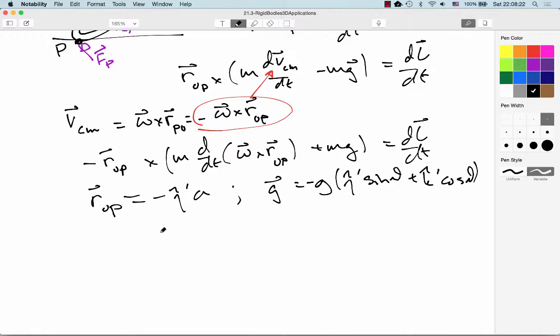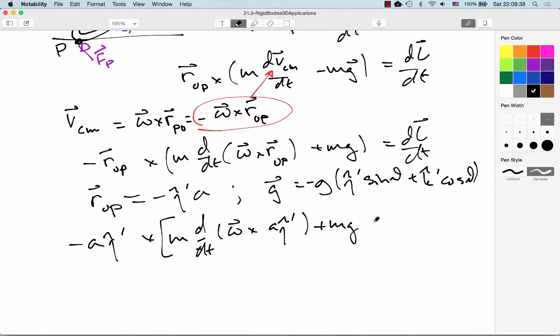So we'll substitute all that in. Now we have minus a j prime crossed into m d dt of omega cross a j prime plus mg, without a vector over it, j prime sine theta plus k prime cos theta. And all that has to equal dL dt.